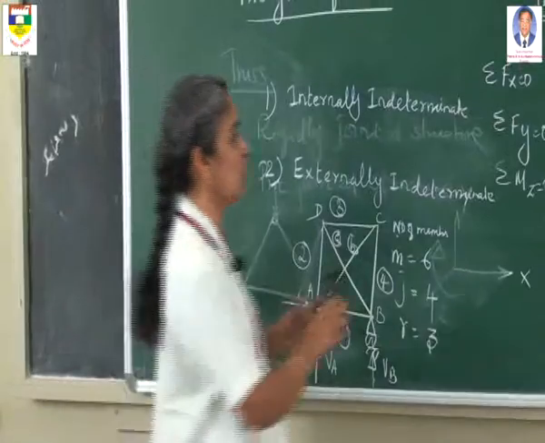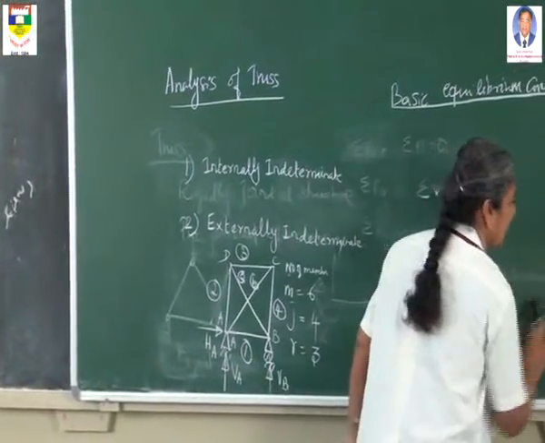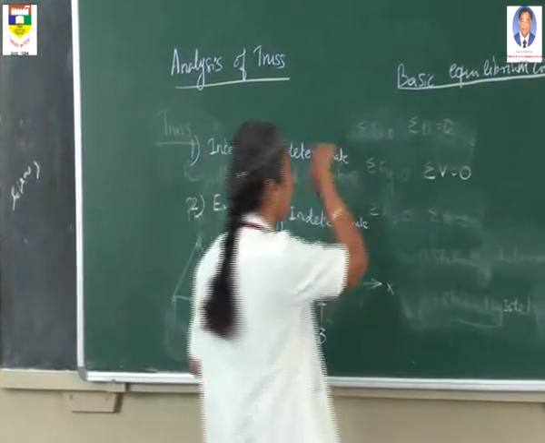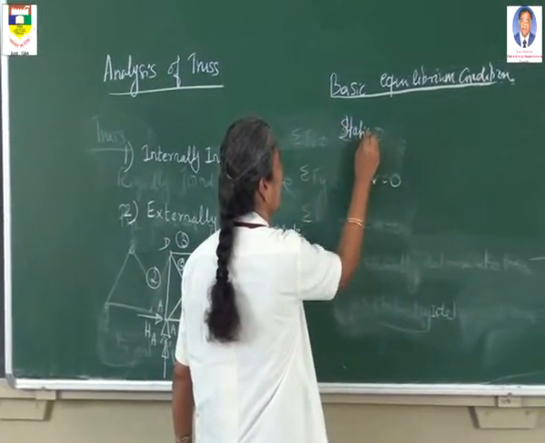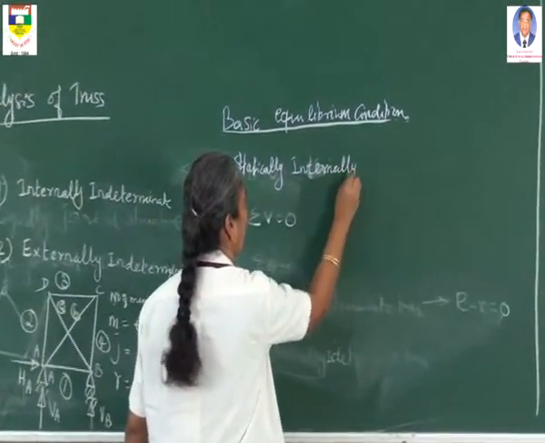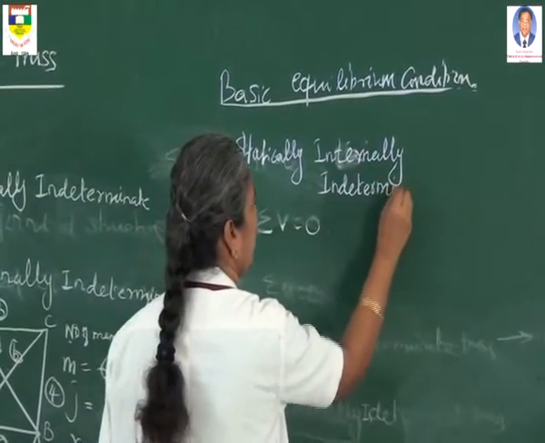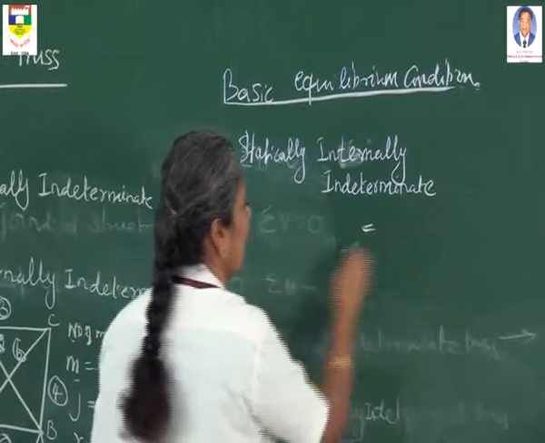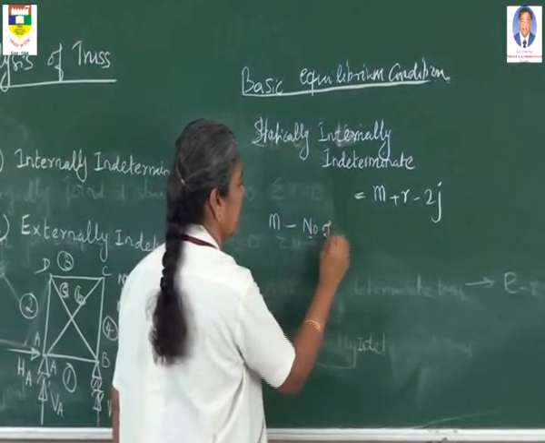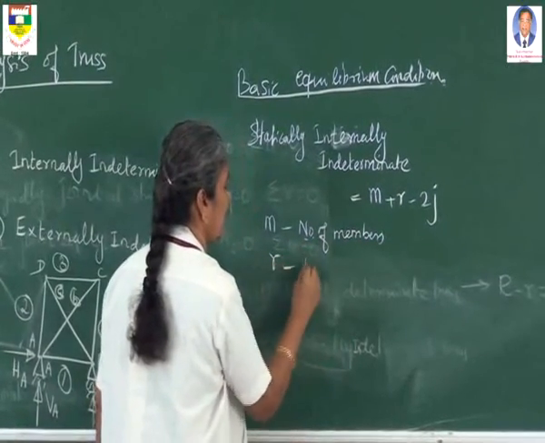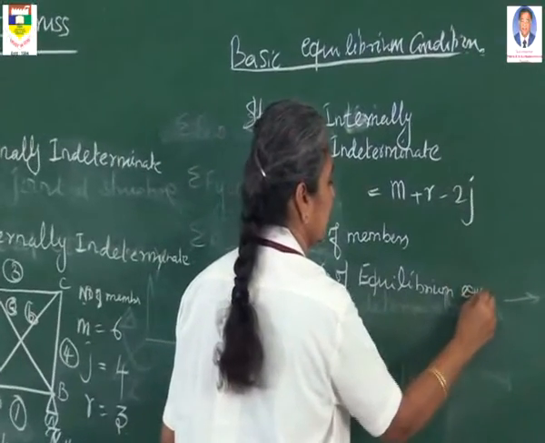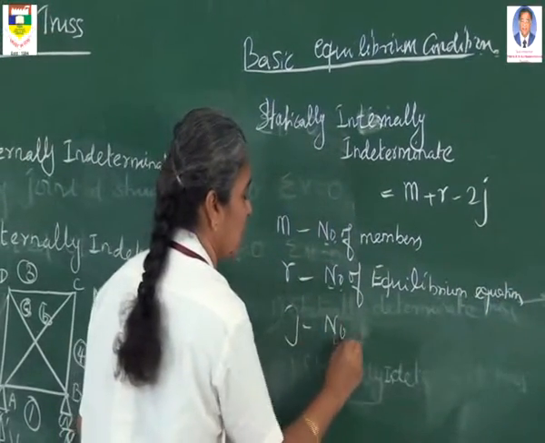Now I am going to apply the equation to find whether it is statically determinate or statically indeterminate, and again, in the statically indeterminate case, whether it is internally indeterminate or externally indeterminate. To find the statically internally indeterminate, we are using the expression m plus r minus 2j, where m is the number of members and r is the number of equilibrium equations. j is the number of joints.